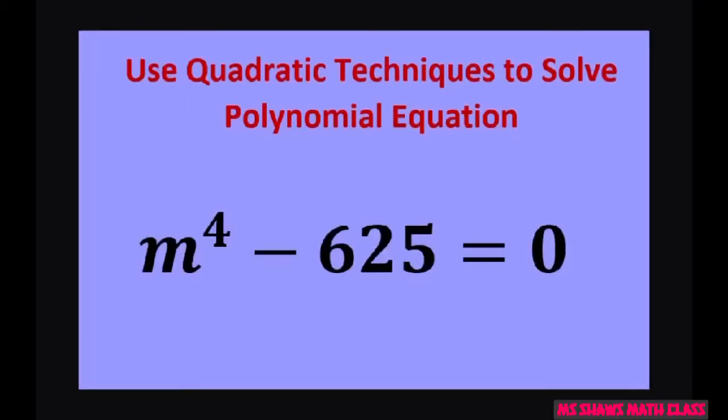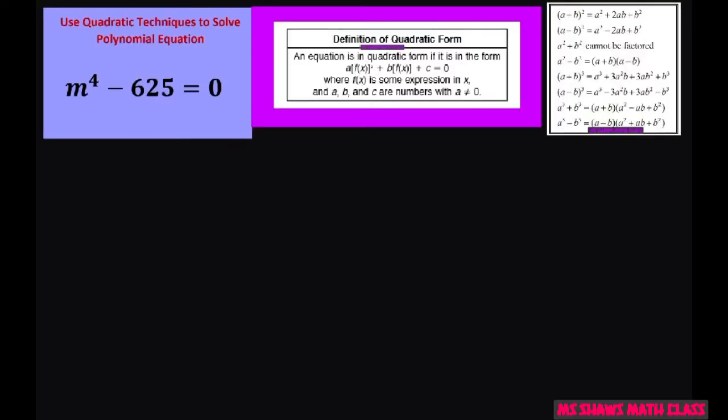Hey everyone, we're going to use quadratic techniques to solve this polynomial equation, m to the fourth minus 625. So basically, we have the definition of quadratic form, but I want to use this because we only have two terms, and 625 is a perfect square. So one way to do this is to write it in this quadratic form.